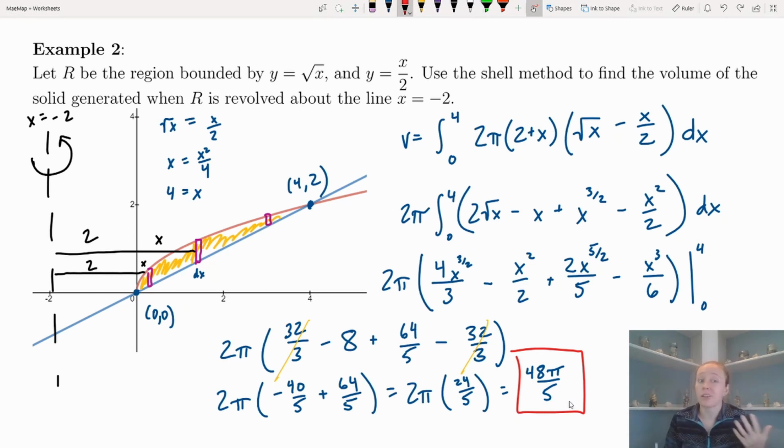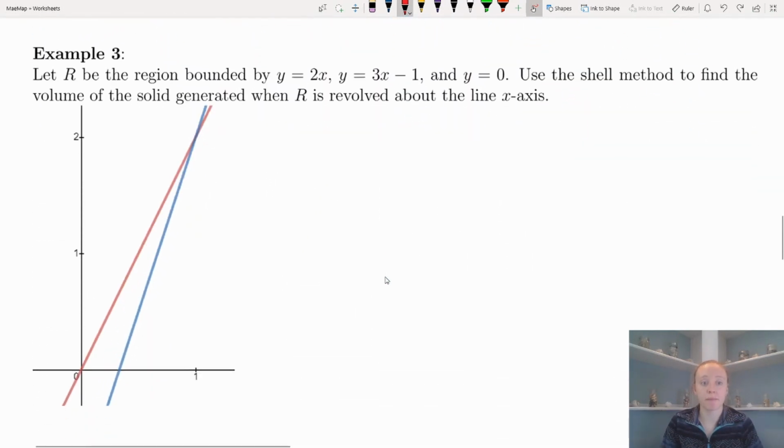If they don't, what I recommend is setting it up each way, maybe not doing the whole thing out, but setting it up in your head, or at least starting it out and seeing which one's easier to integrate, and go with that. And a good double check would be to integrate it using the other method and make sure you get the same thing. But for now, let's move on to example 3. In example 3, we have the region bounded by 2x and 3x minus 1, so that's this region here, when we also include y equals 0.